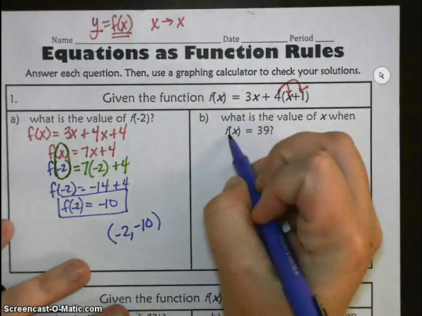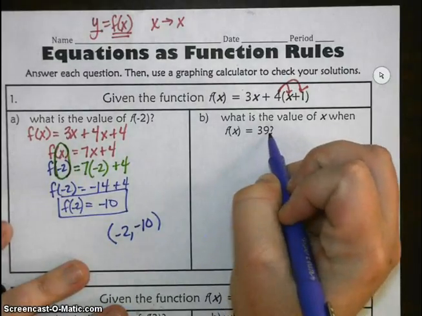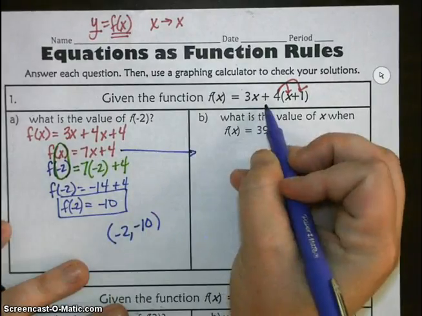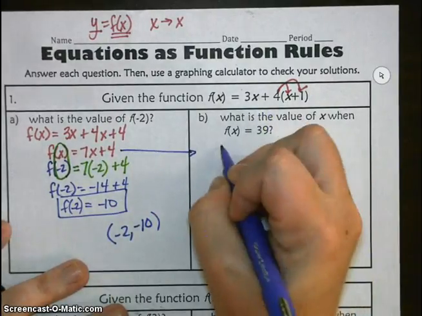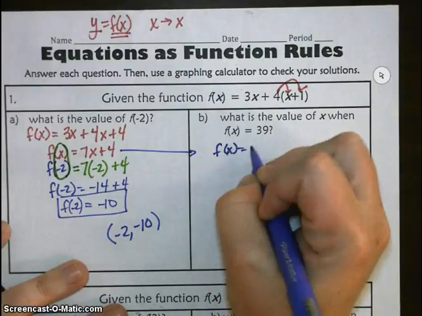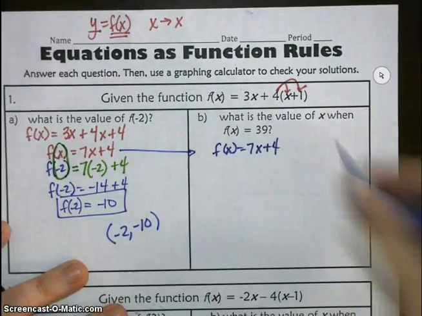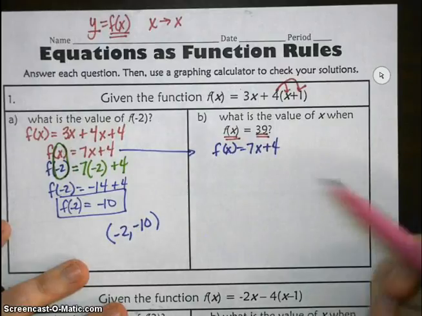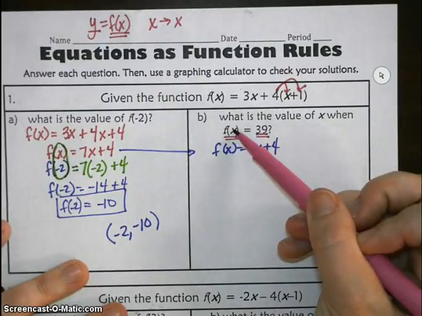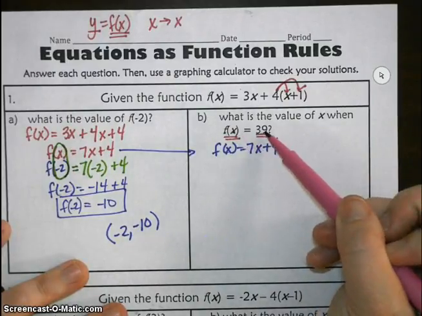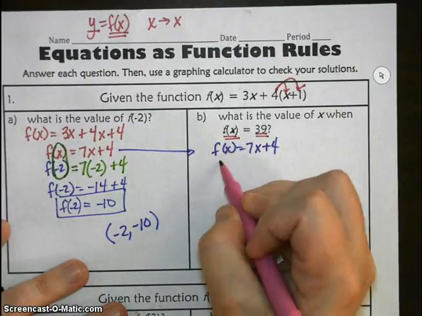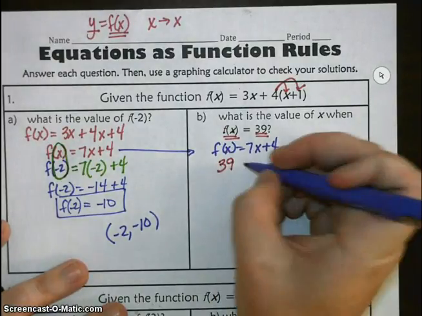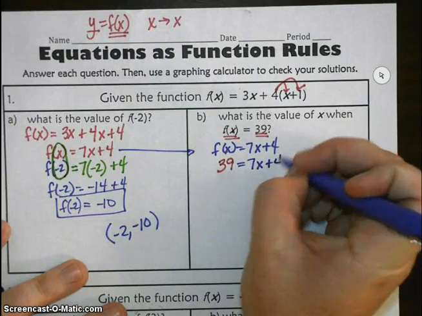In this case, they're looking for f of x equals 39. I'm going to write my simplified equation. Again, it's the same thing as up here, only I had already simplified it. So f of x equals 7x plus 4. Now they're telling me f of x is equal to 39. So wherever I see f of x, I'm going to replace it with 39. So here is f of x. I'm going to replace it with 39. So 39 equals 7x plus 4.